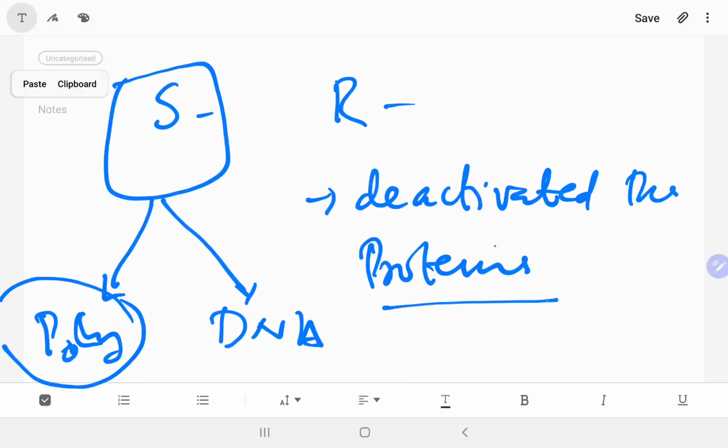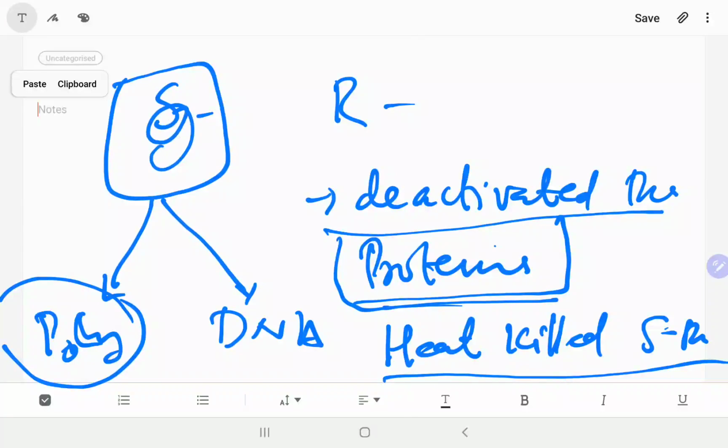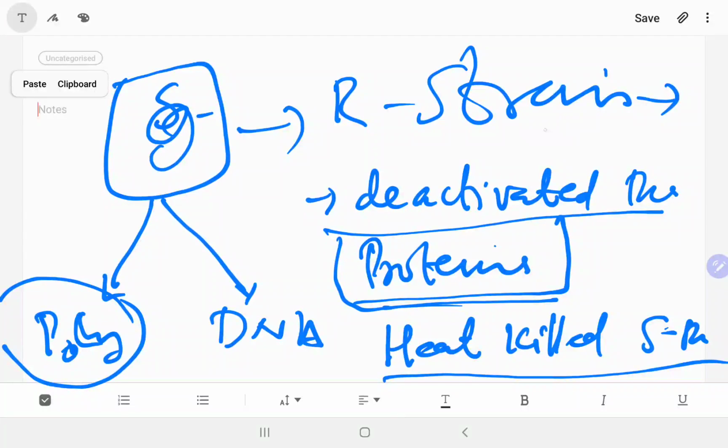After deactivating the protein, they heat killed the S strain. First they deactivated the protein, and after that they heat killed the S strain. Then they mixed it with the R strain and injected it into the mice. If protein is the transforming principle, mice should not die, because here we deactivated the protein. So protein is deactivated, so mice should not die.